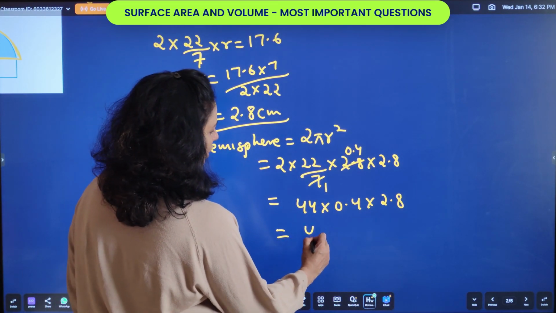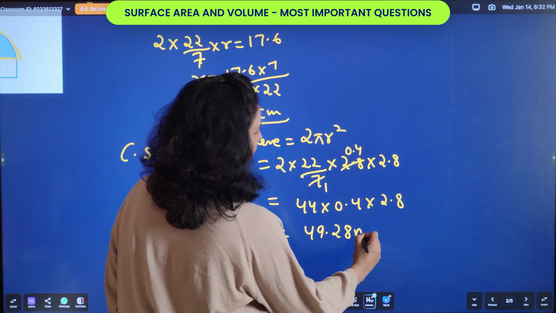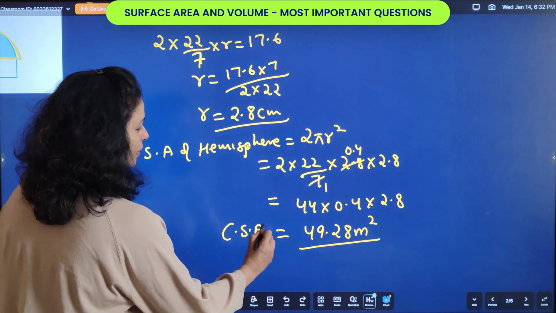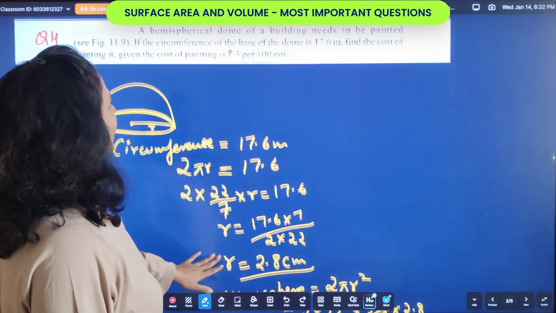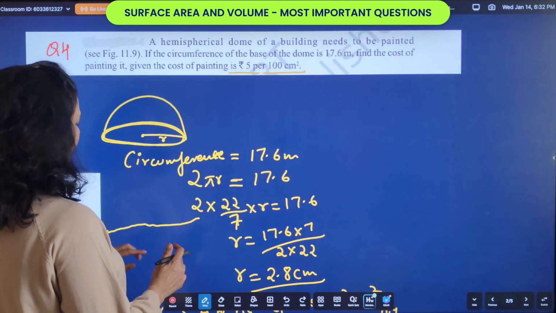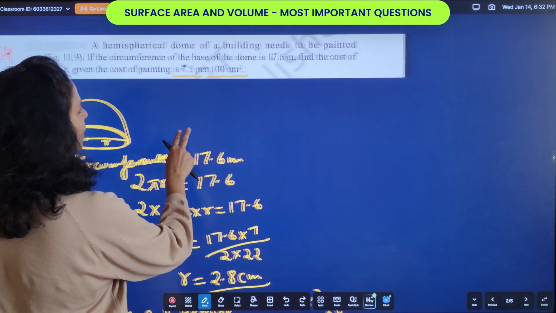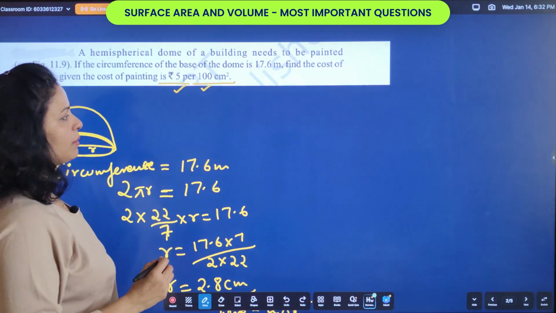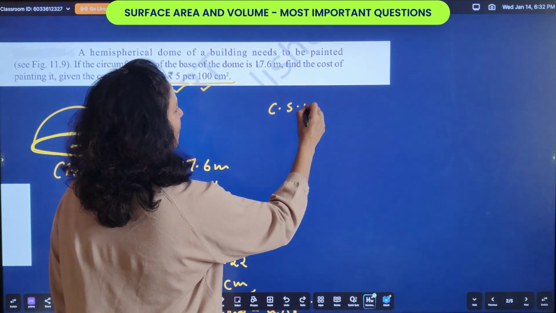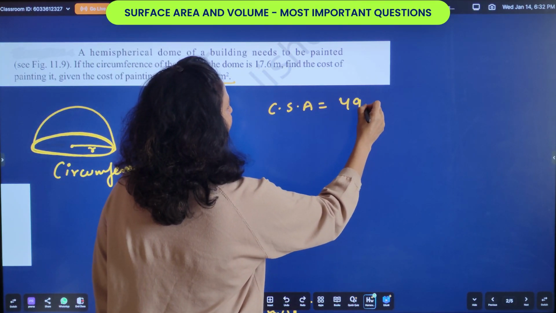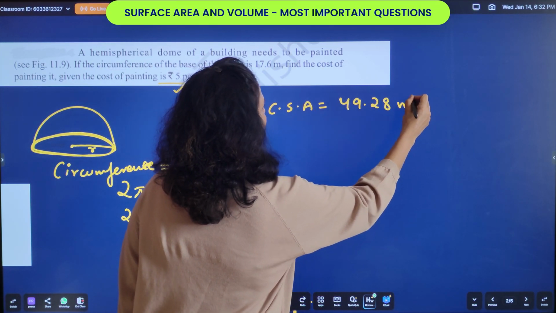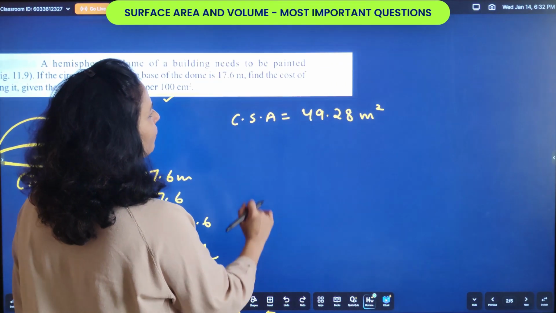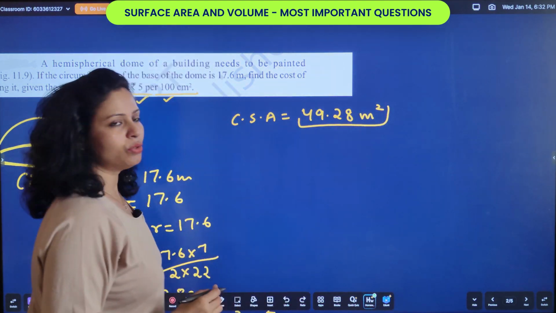So we will get 49.28 meter square as the CSA of the hemisphere. Now if you see the question, they have given you the cost of rupees 5 per 100 centimeter square. So our CSA was 49.28 meter square, right? What is our CSA? 49.28 meter square. Now, first we need to convert this into centimeter square.